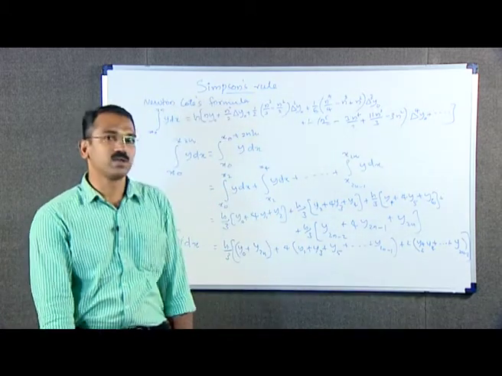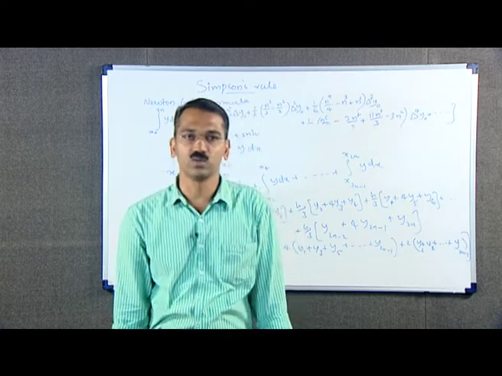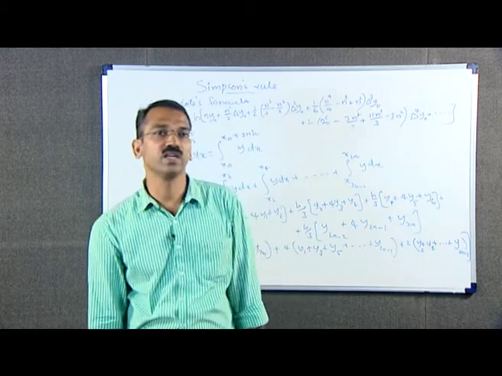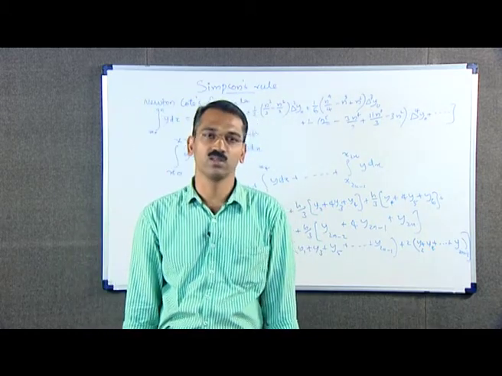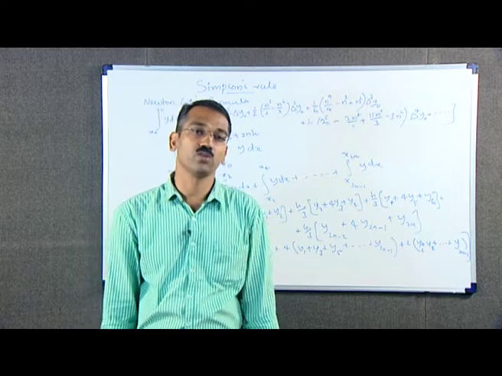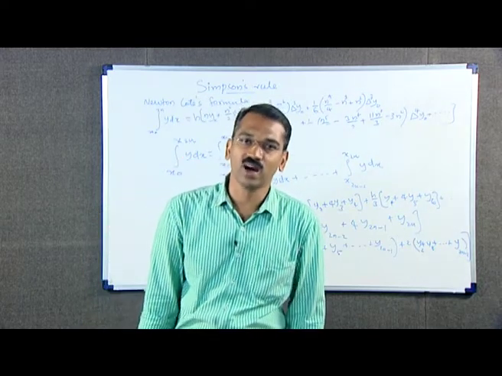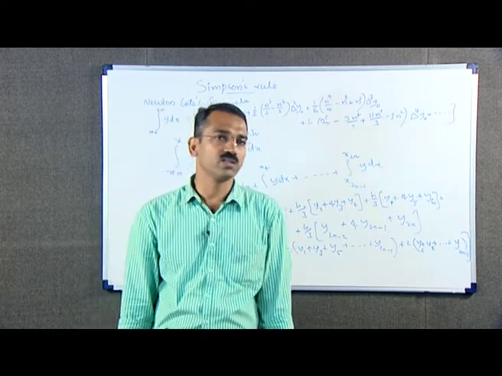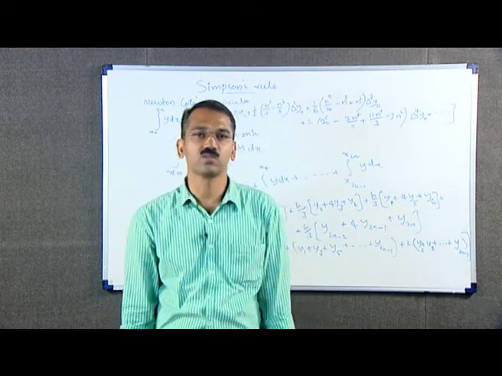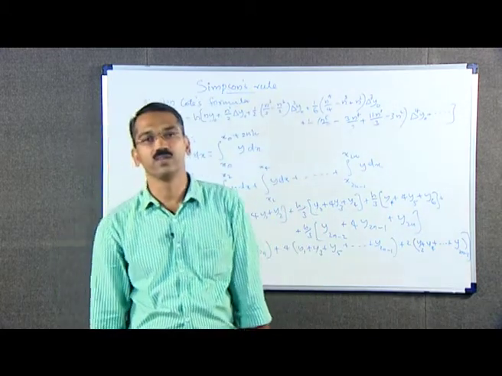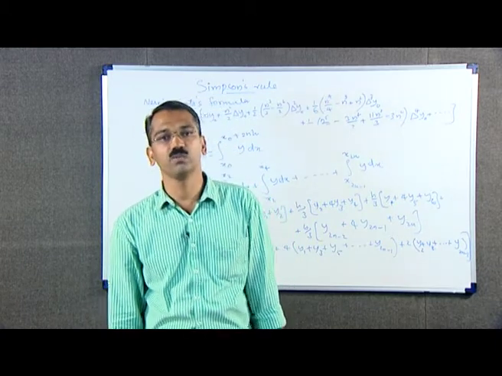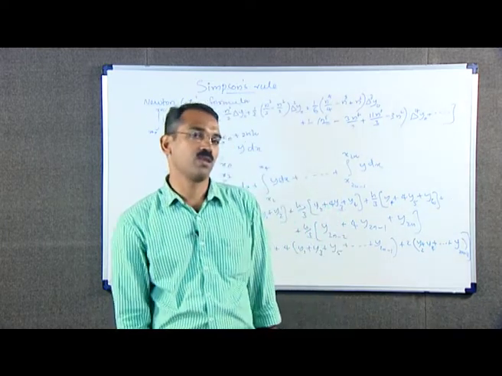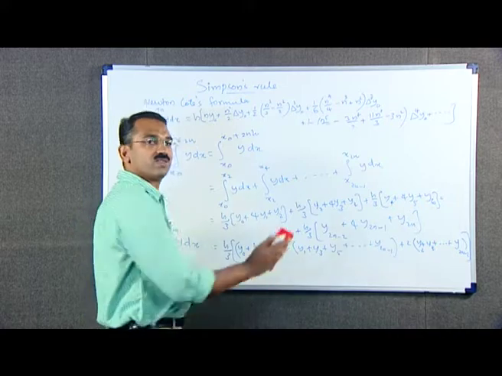This formula is known as the composite Simpson's 1/3 rule. The geometric significance of this rule is that we replace the graph of the given function y equal to f of x in the interval x0 to x2n by n arcs of second degree parabolas with vertical axis. Note that to apply this composite Simpson's rule, the interval of integration must be divided into an even number of subintervals, each of the same width h. Now, Simpson's 3/8 rule.